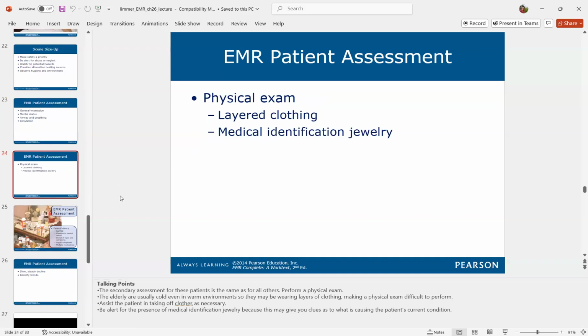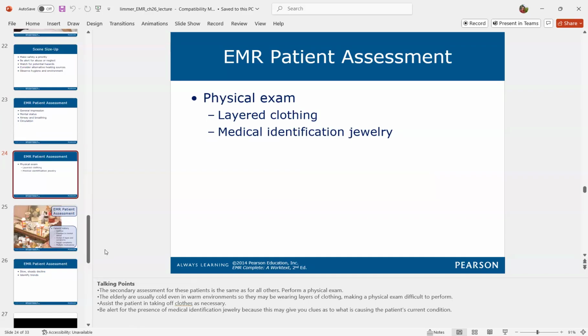We'll get the physical findings. The secondary assessment for these patients is the same as the other ones. We want to perform our physical exam. If it's a medical patient, we're going to be doing our OPQRST and SAMPLE, looking at that specific thing that's going wrong. If it's trauma, we're going to do our head to toe, figure out what else we're seeing that we're missing.